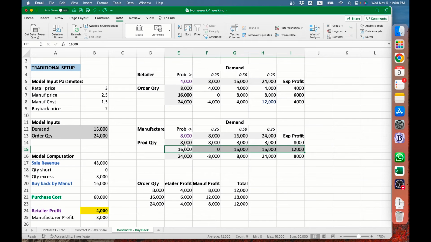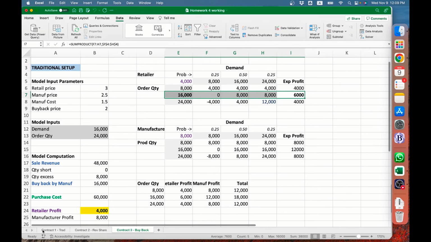However, the manufacturer does not decide the order quantity. Order quantity is decided by the retailer. So this table is used to figure out how much quantity will be ordered in the supply chain, because the retailer decides the order quantity. The manufacturer can give them these different contracts to try to incentivize them to select the right quantity for the whole supply chain, but they can't force them.